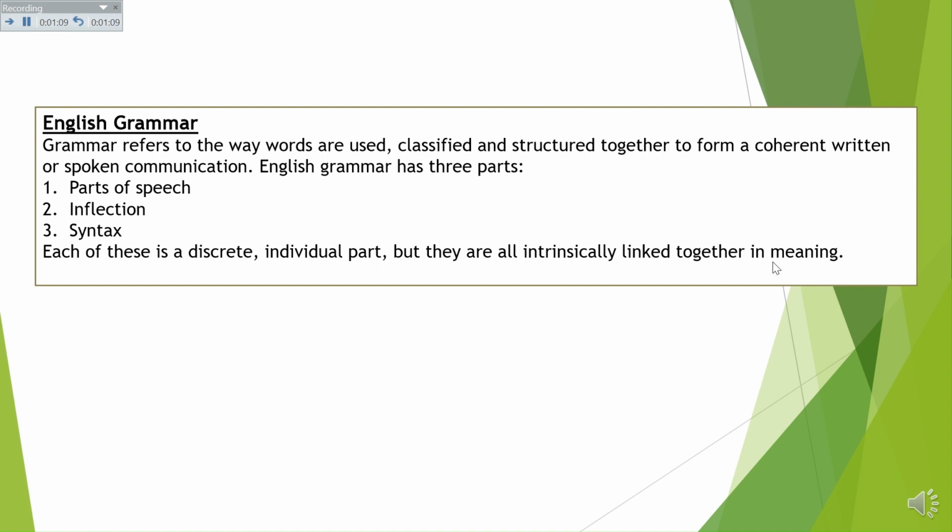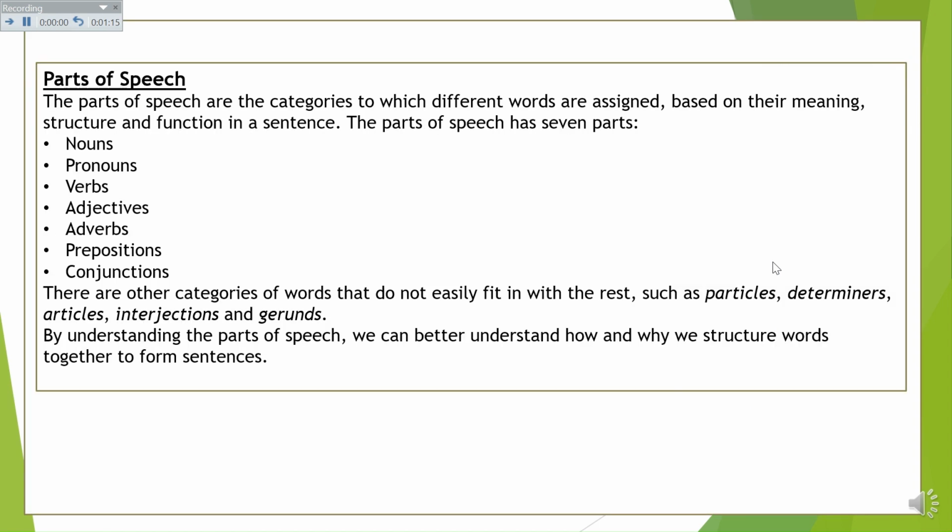So let's talk about the parts of speech now. What is part of speech? Guys, parts of speech are the categories to which different words are assigned based on their meanings, structure, and function in a sentence. The parts of speech has seven parts: nouns, pronouns, verbs, adjectives, adverbs, prepositions, and conjunctions. We will discuss each of them in detail in our next videos, guys.